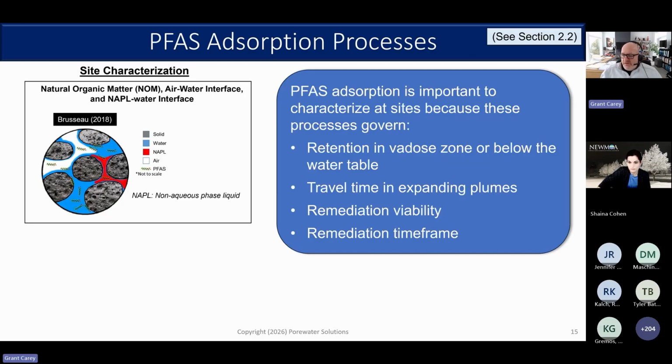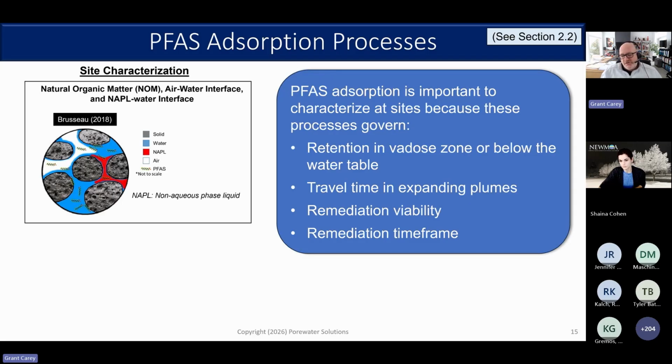So as I mentioned, absorption can affect how much PFAS are retained in the vadose zone, and how much might be retained below the water table, say if there's NAPL below the water table. It does affect PFAS travel time in expanding plumes, where absorption affects retardation coefficients. It also affects viability of remediation.